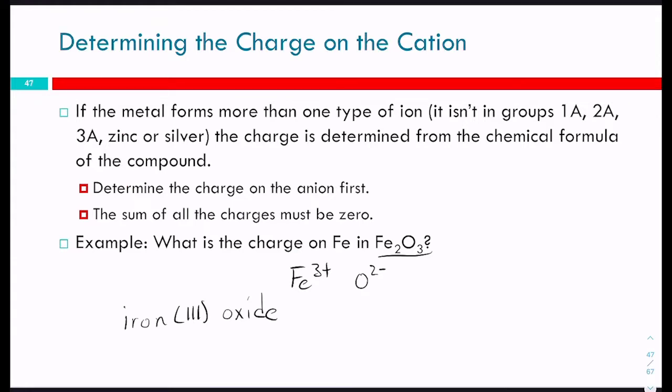So if it's not one of these elements, let's just erase this real quick. Thought I erased everything. So if the element forms more than one type of ion, has more than one type of charge, i.e. it isn't in one of the groups that we've talked about, we need to determine the charge on the anion first.